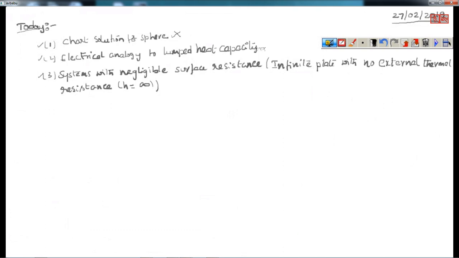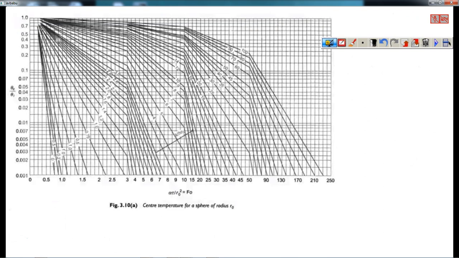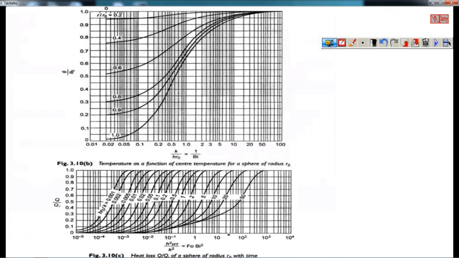Charge solution for sphere also I covered, and again the electrical analogy to lumped heat capacity also I have covered, and I will be going for the systems with negligible surface resistance. I am going to talk about it. Now I am going to the third topic. After this, the approximate solution I will talk about in this class itself when time permits. So now I will be talking about the topic systems with negligible surface resistance.